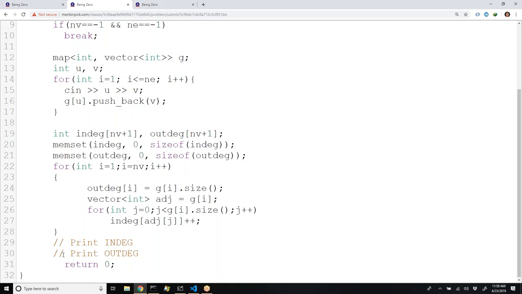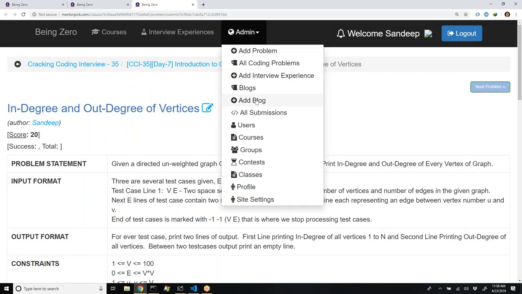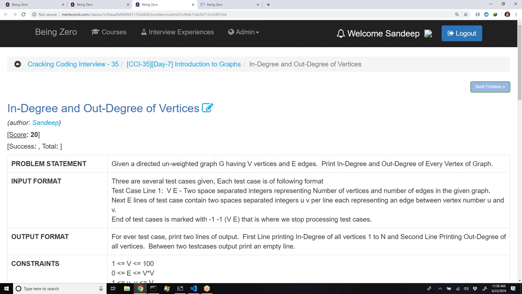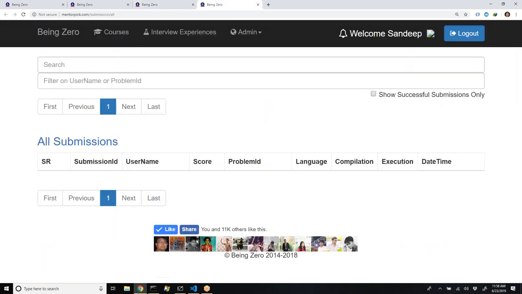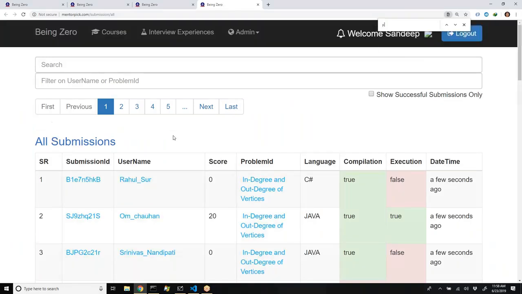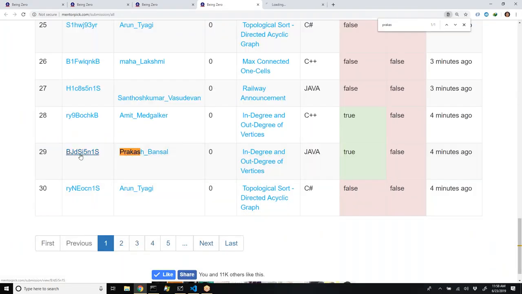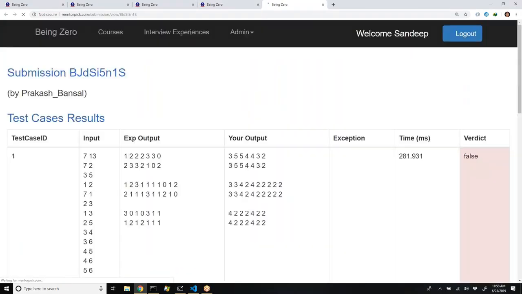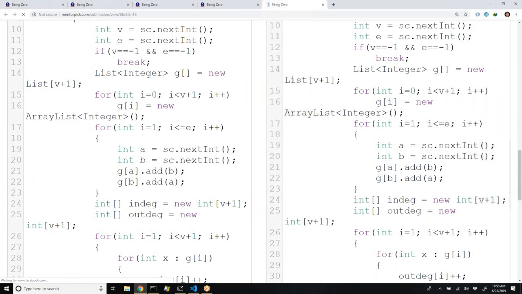Sandeep, can you check my submission? Sure. I'm getting no error, but my output is wrong. Sure, no worries. We'll check because small mistakes happen, which we'll discuss and it will get corrected. Yeah, so Prakash, your code is this, and we'll look at it together and see if we can help Prakash figure out the mistake.